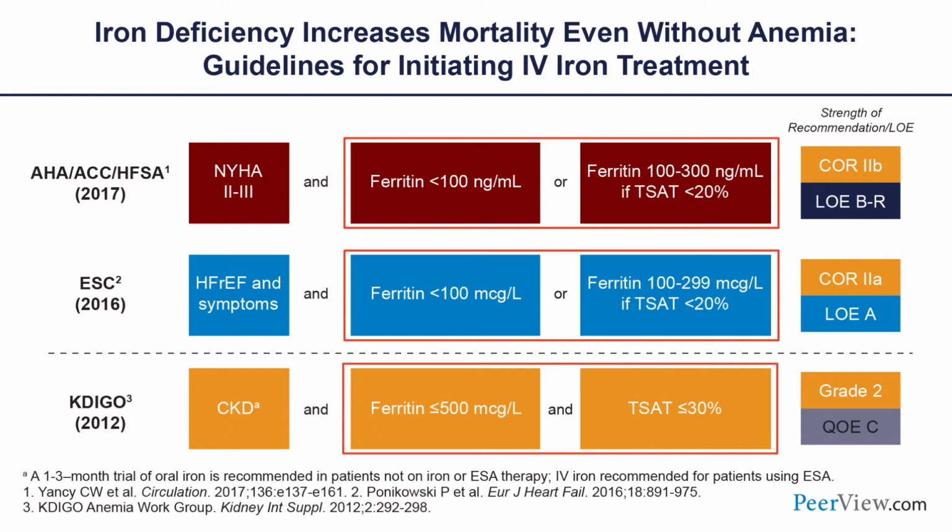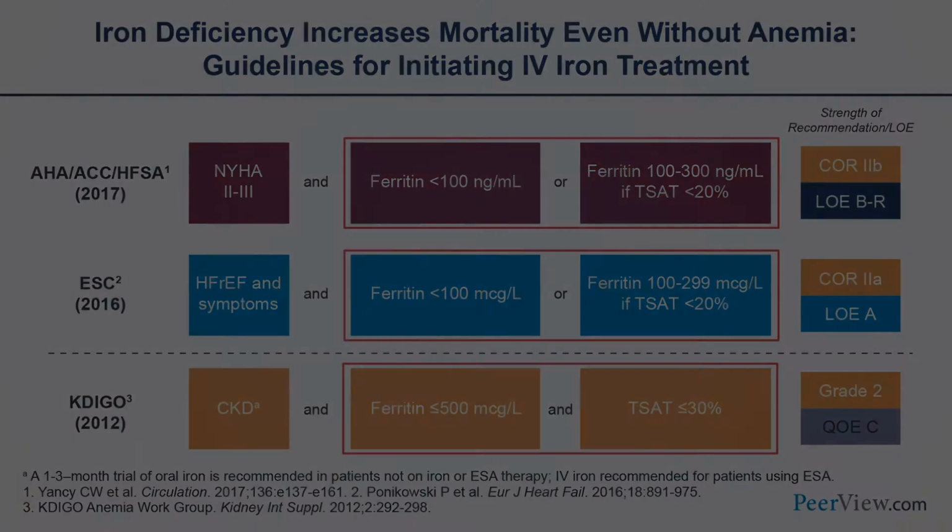This is now a screening guideline by the ACC/AHA Heart Failure Evaluation and Management Guidelines. This is irrespective whether you have NYHA class 2 or class 3 symptoms. So across the broad spectrum of heart failure patients, the recommendation is to evaluate. This is identical to what the European guidelines are as well. In chronic kidney disease, the recommendation is ferritin level of less than 500 and a transferrin saturation of less than 30 gives you the diagnosis of iron deficiency in chronic kidney disease.